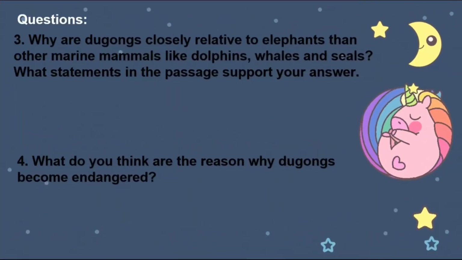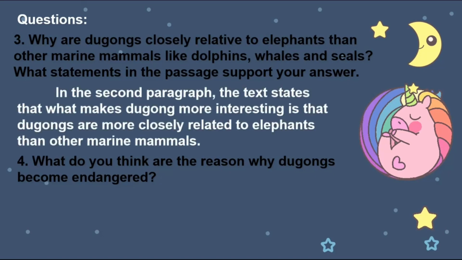Question number 3. Why are dugongs closely related to elephants than other marine mammals like dolphins, whales, and seals? What statements in the passage support your answer? In the second paragraph, the text states that what makes dugongs more interesting is that dugongs are more closely related to elephants than other marine mammals. So if we refer back to the selection, it is stated there in the second paragraph.